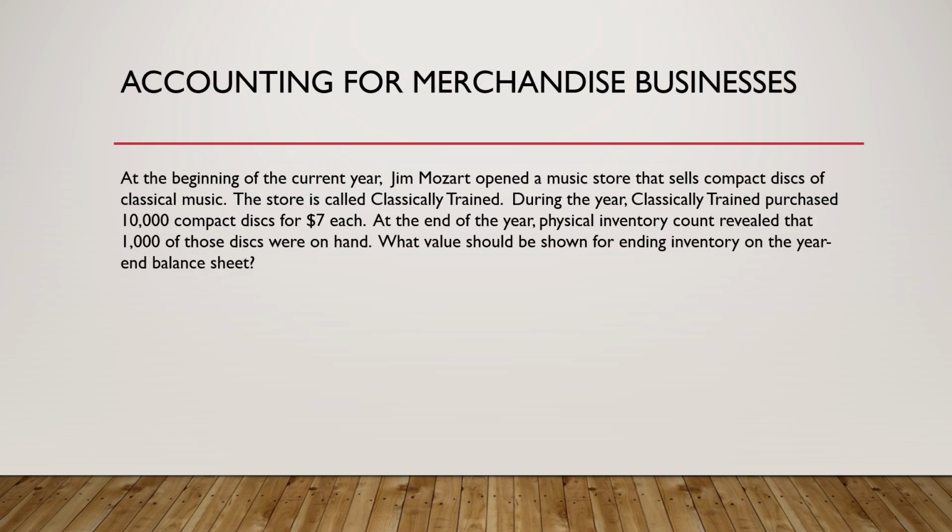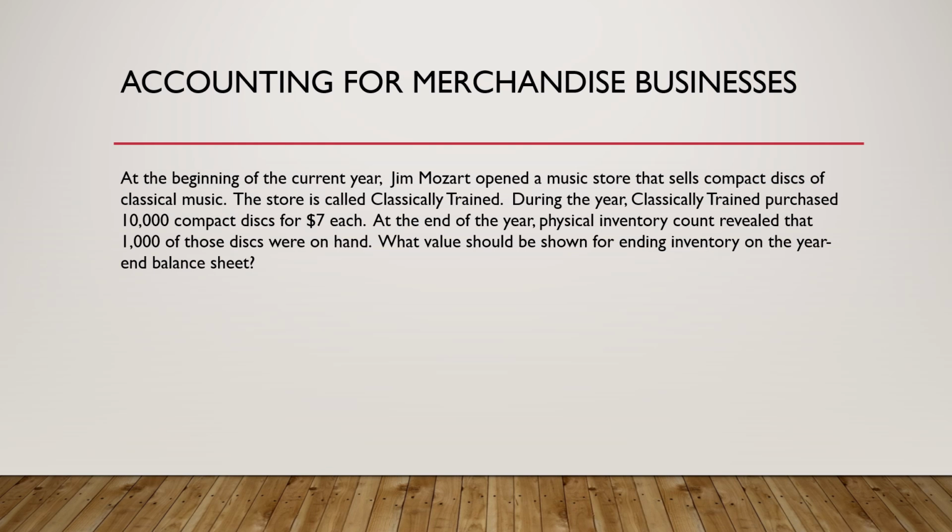Let's start on page 3 of the workbook with an exceptionally easy problem. At the beginning of the current year, Jim Mozart opened a music store that sells compact discs of classical music. The store is called Classically Trained. During the year, Classically Trained purchased 10,000 compact discs for $7 each. At the end of the year, a physical inventory count revealed that 1,000 of those discs were on hand. What value should be shown for ending inventory on the year-end balance sheet?